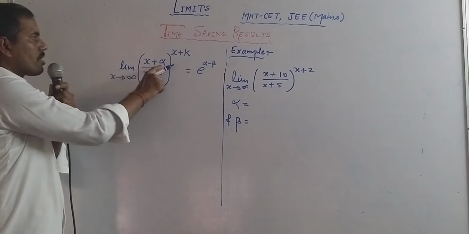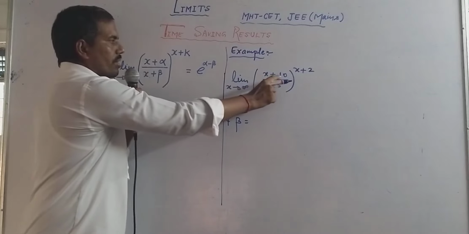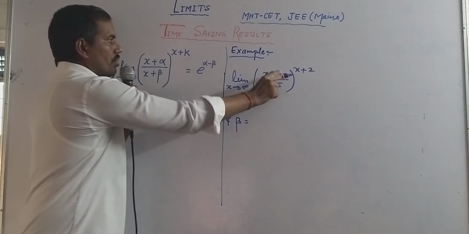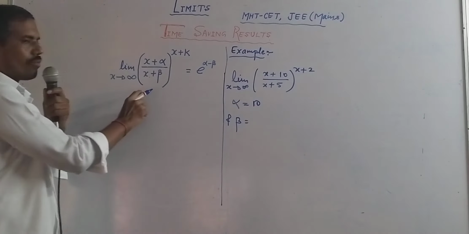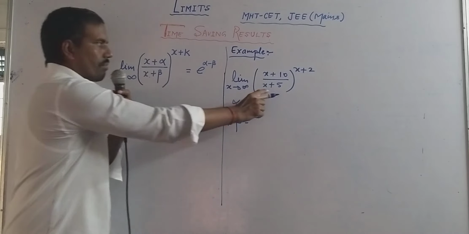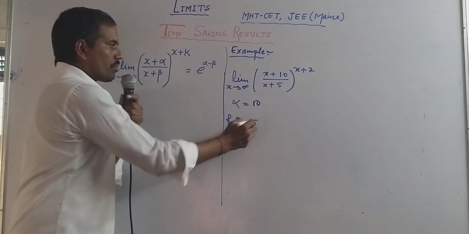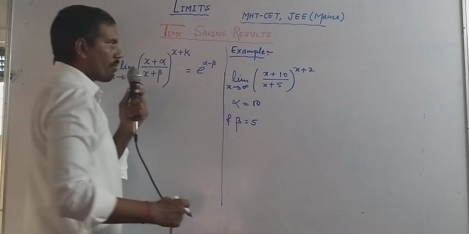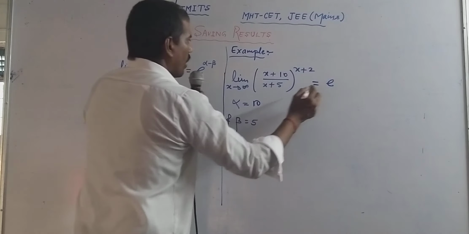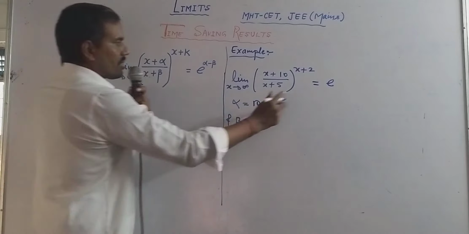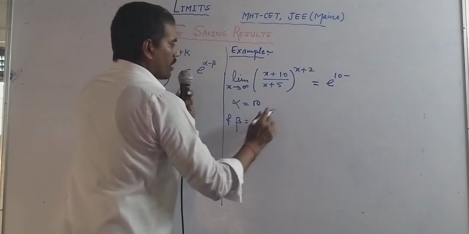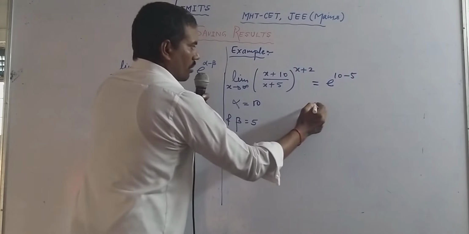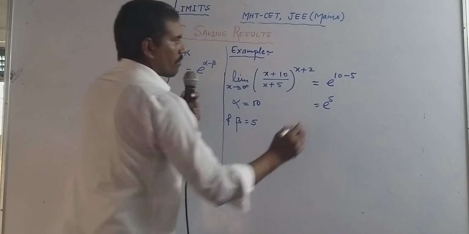Here we have x plus alpha and x plus 10, so alpha is equal to 10. In the denominator, beta and 5, so beta is equal to 5. That is, our result is e to the power alpha minus beta. Alpha is 10 and beta is equal to 5. So the result is e to the power 5.